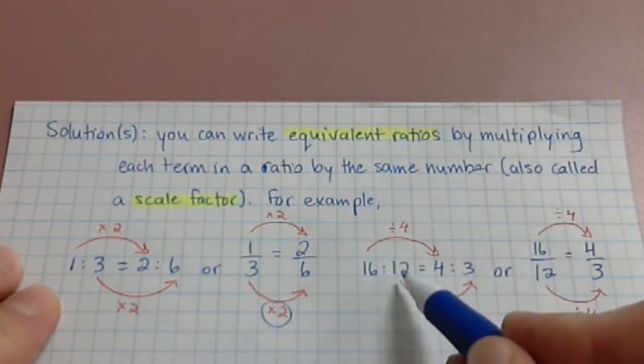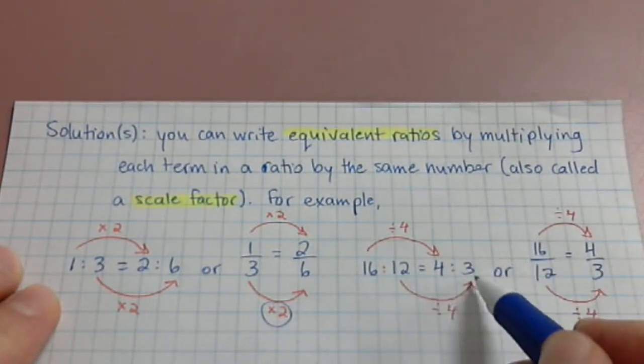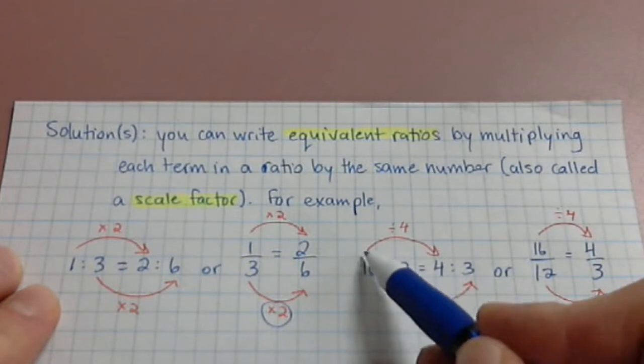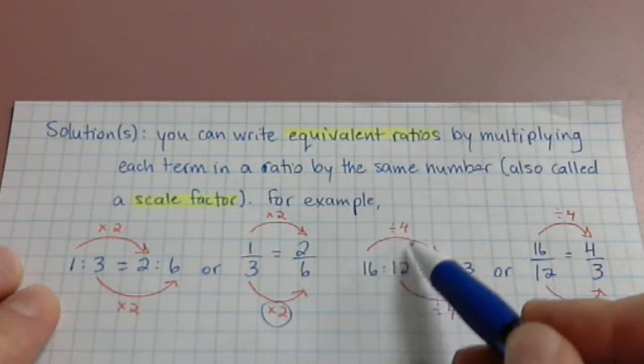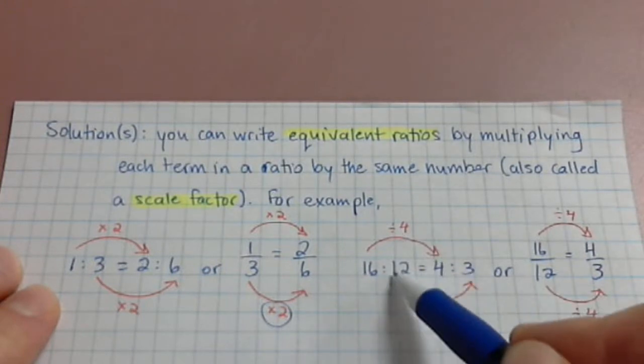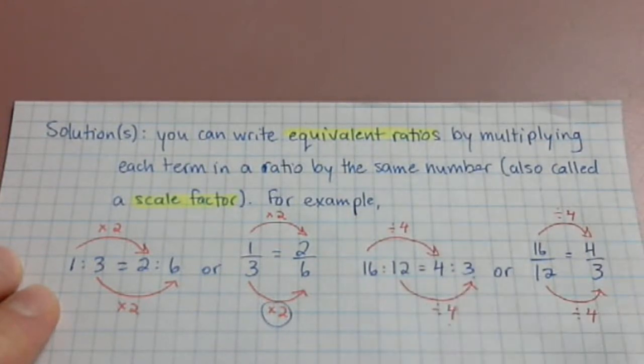Same with over here, 16 to 12 equals 4 to 3. And you use the scale factor of 4, but you're dividing by 4 rather than multiplying. So 16 divided by 4 equals 4. 12 divided by 4 equals 3. Same over here. So the scale factor is divide by 4.